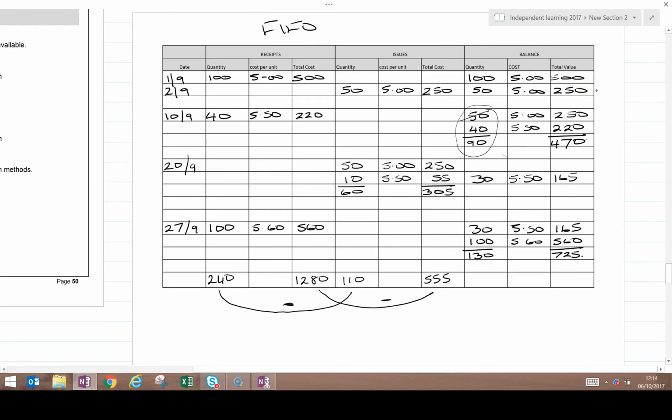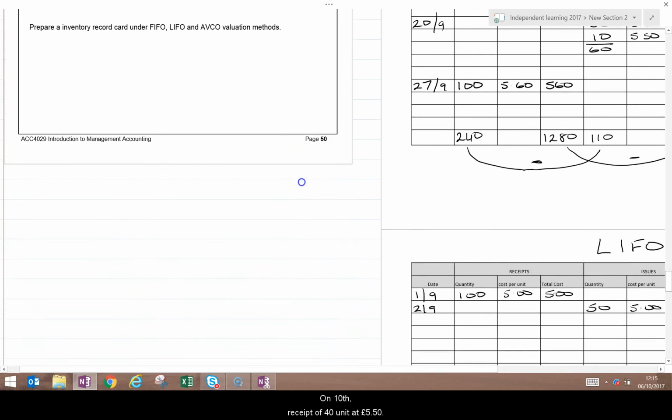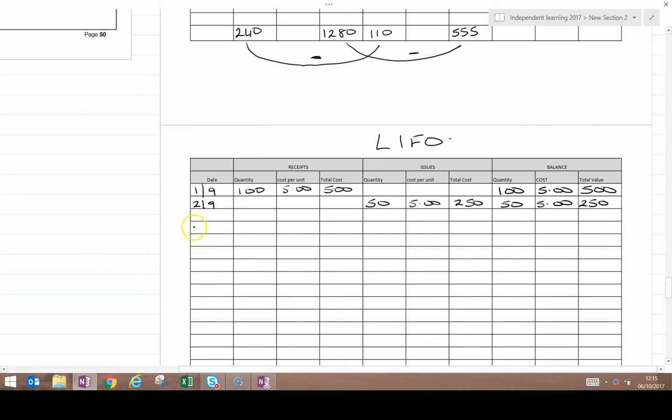But let's look what happens as we continue recording the transactions. So on the 10th, a receipt of 40 units at £5.50. 10th of September, 40 units, £5.50 gives us £220. Now as before we add these to the balance, let's write down what we already have in stock. Well, we have 50 units at £5, that's 250. We now have another 40 units at £5.50, which is 220. So we have 90 units, £470.